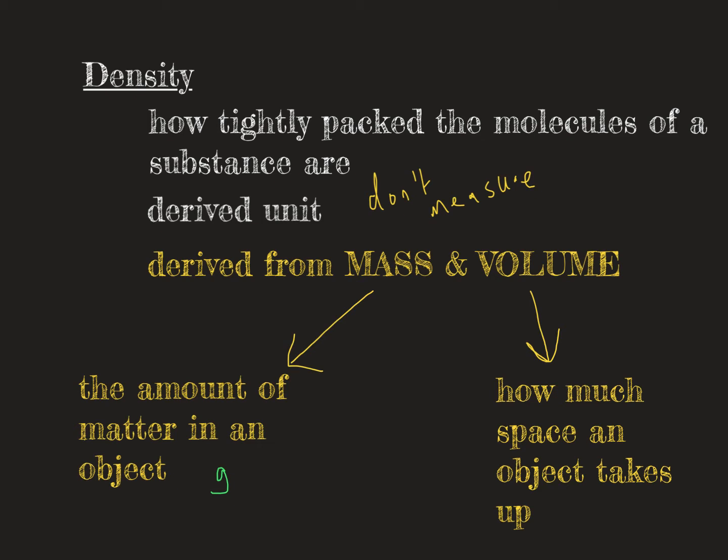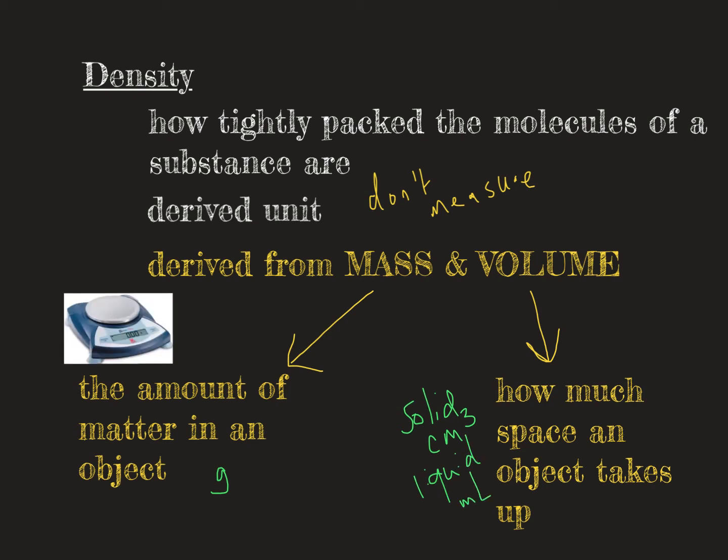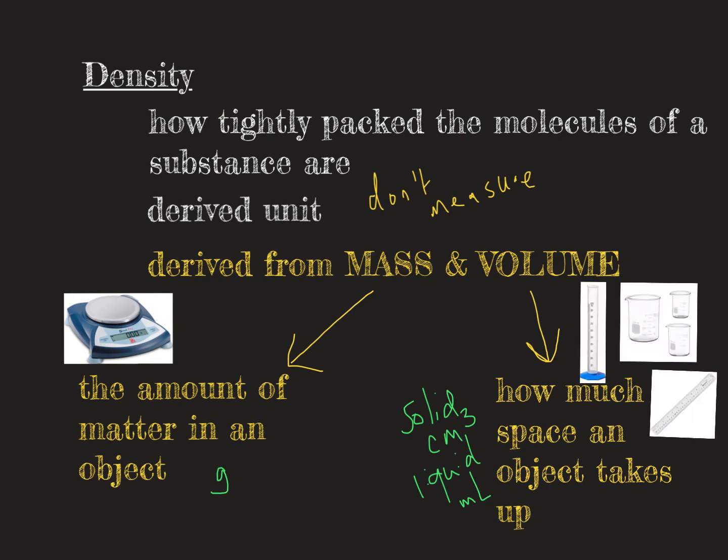Volume is how much space an object takes up, and we measure volume two different ways. If it's a solid, we measure it in centimeters cubed, and if it's a liquid, we measure it in milliliters. To measure the mass of an object, you use an electronic scale. To measure the volume, there are two different ways.